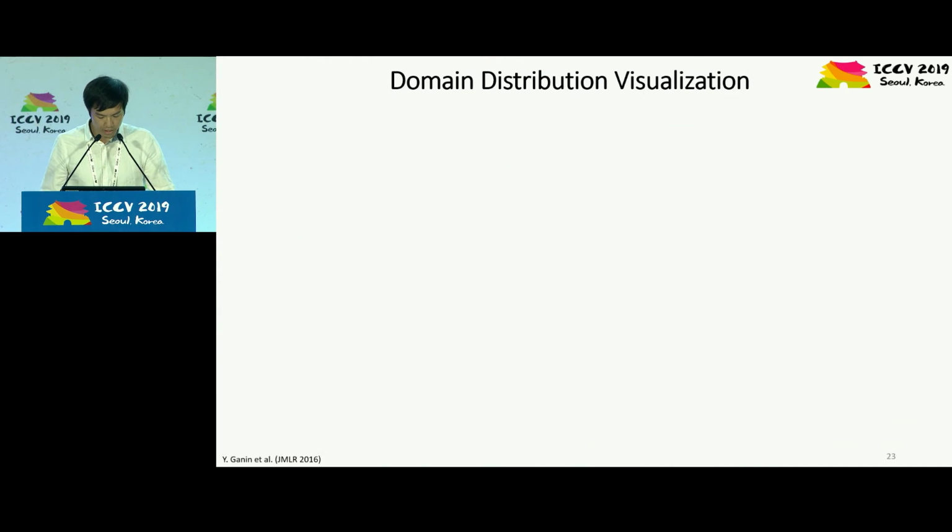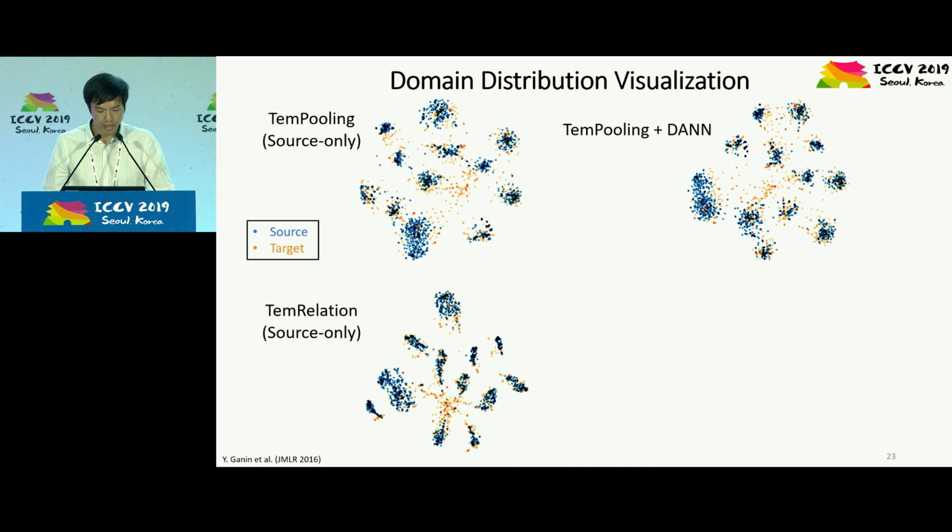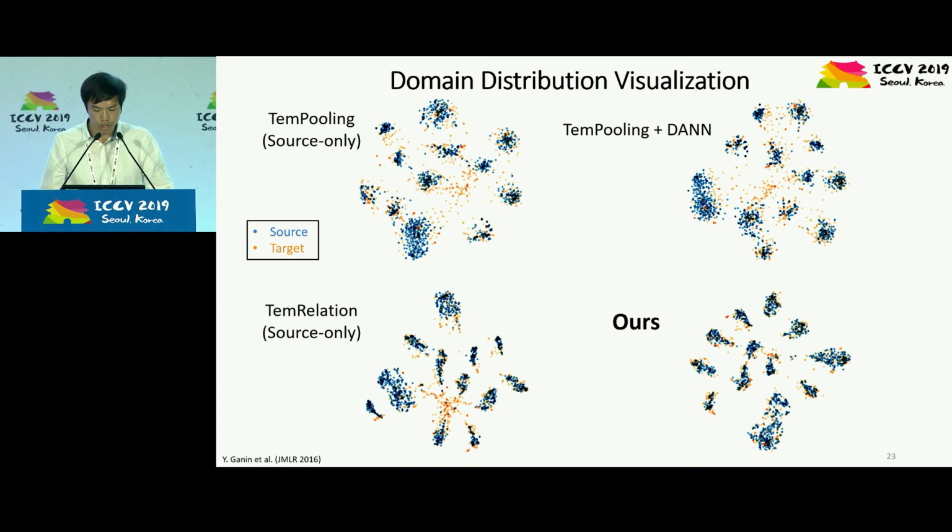We also visualize the source and target distributions using t-SNE. The baseline framework cannot align the distributions between different domains well, even with DA. And the temporal relation module can help group the source data densely, but is not able to do so for the target data. And our approach can achieve both.